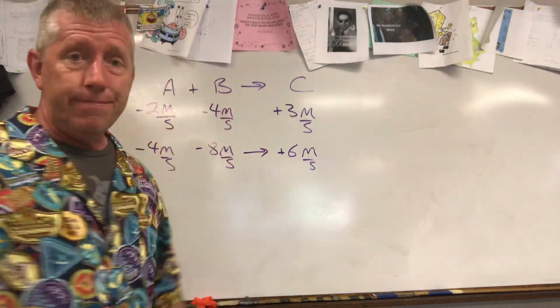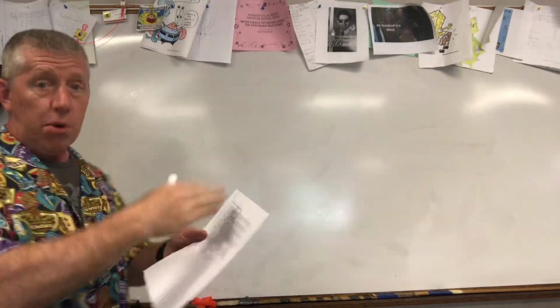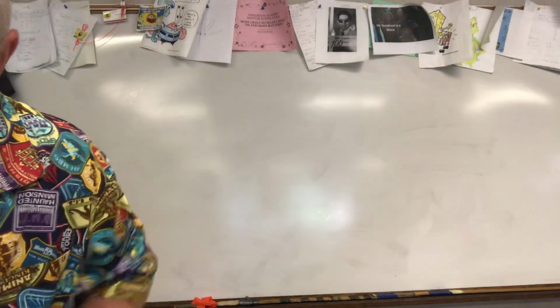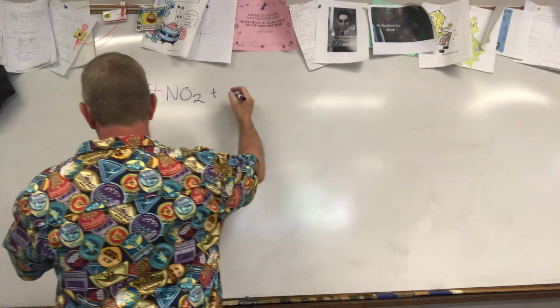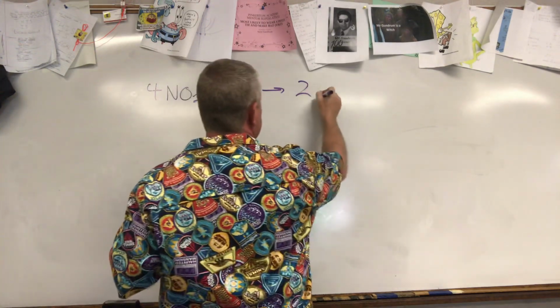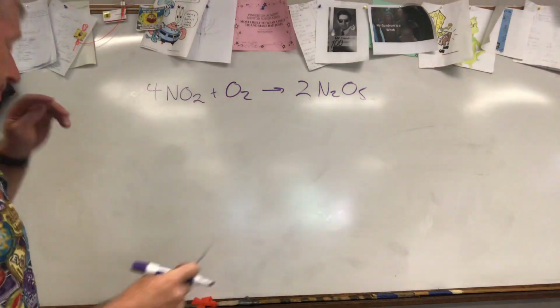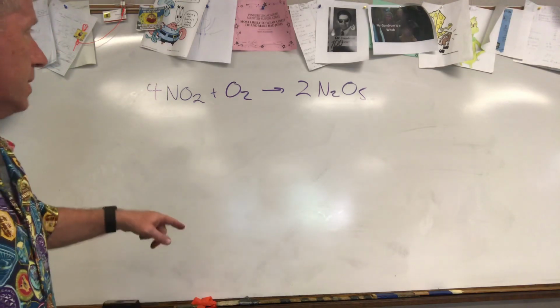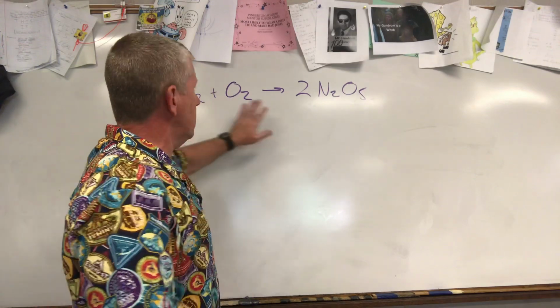I just made up some letters here and some values. Let's go ahead and do a problem, and that's problem number 6 from the colligative properties sheet. It says we've got 4 nitrogen dioxides, and that's reacting with O2, and we're going to be making 2 dinitrogen pentoxides. All right, let's just make sure it's balanced. It should be balanced, but I wouldn't put that on the sheet, but there's 4, 8, 10, 10. Okay, it's balanced.